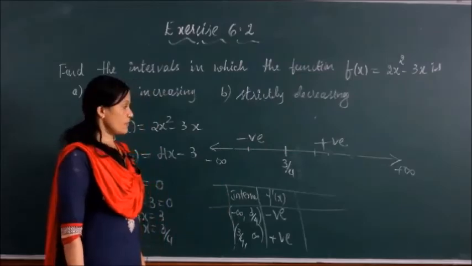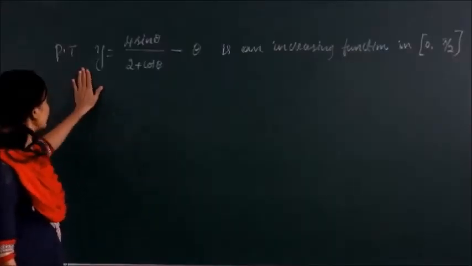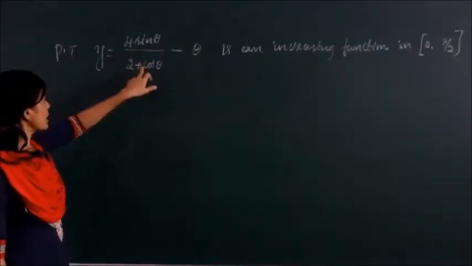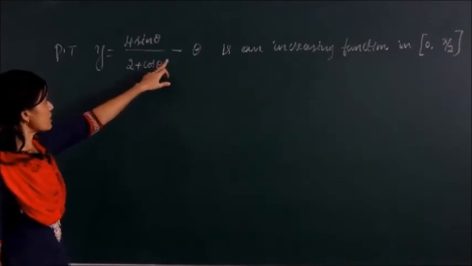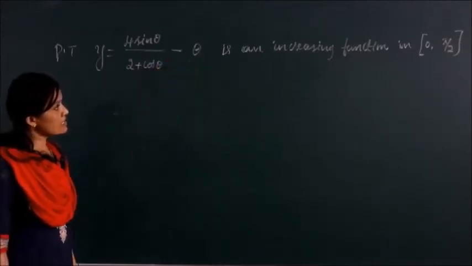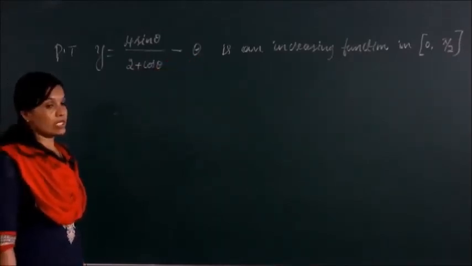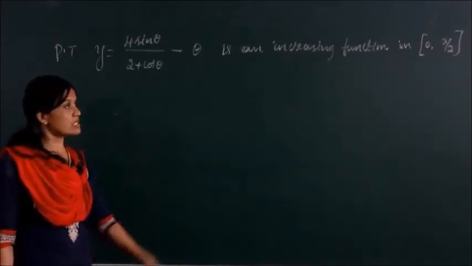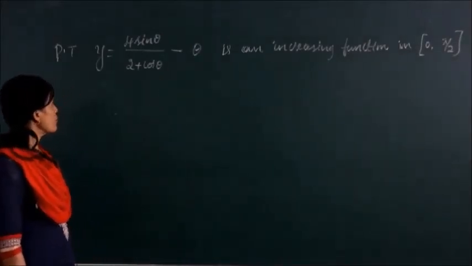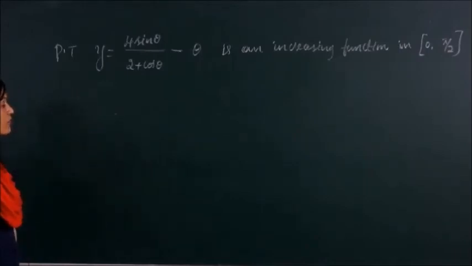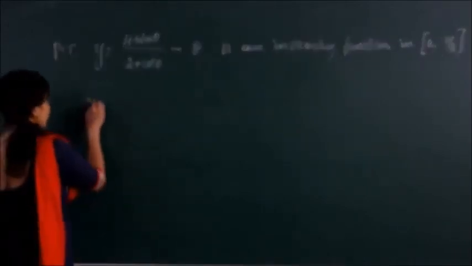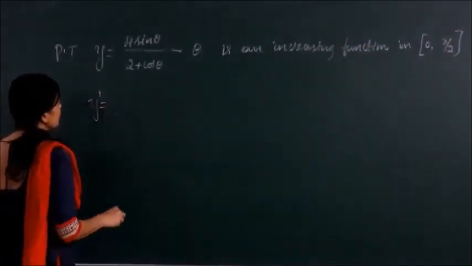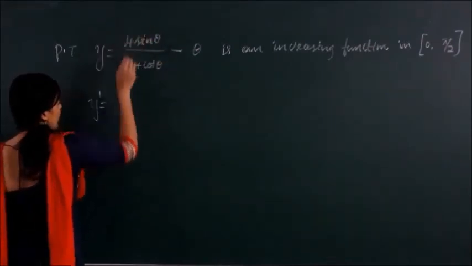Now you have to prove that y is equal to 4 sin theta divided by 2 plus cos theta, minus theta, is an increasing function in the closed interval 0 to pi by 2, that is in the first quadrant. So what I have to do is, first I have to find out f dash of x, that is y dash. Here I have to use the quotient rule.